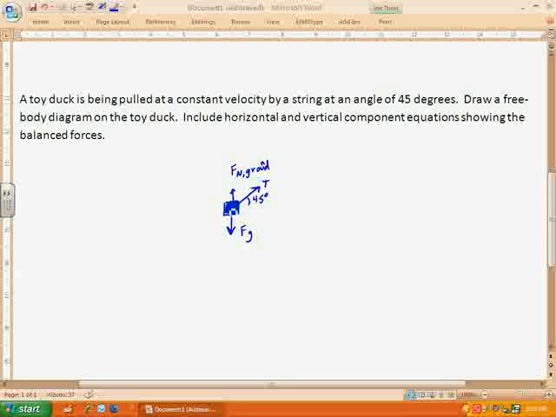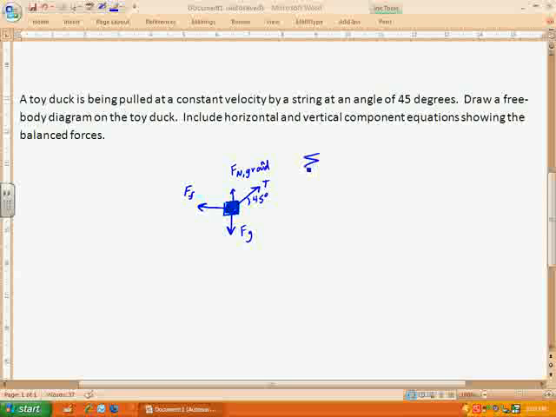Now obviously if I'm pulling it along this way and it's going at constant speed, there has to be a force going the other way, which most of you will already identify as the force of friction. Okay, so there we go. We've got our free body diagram. We've identified all the forces.